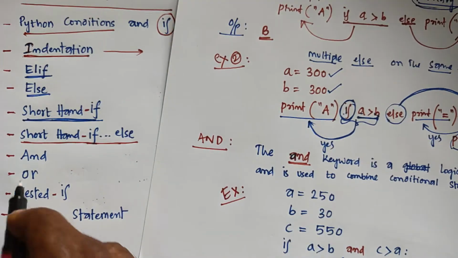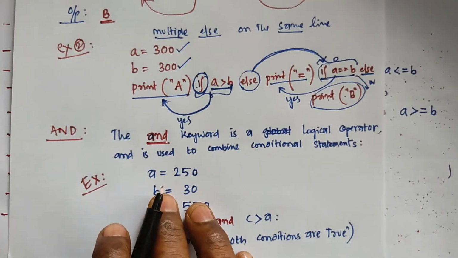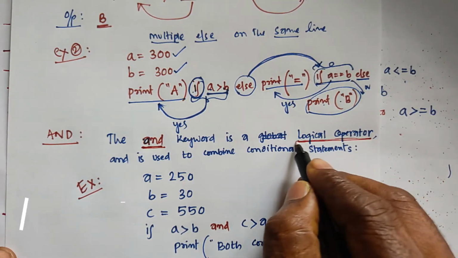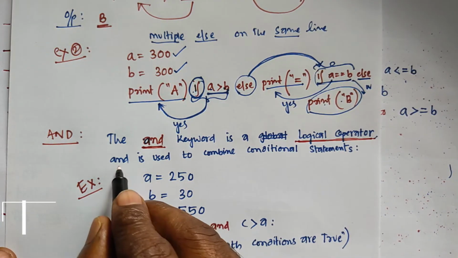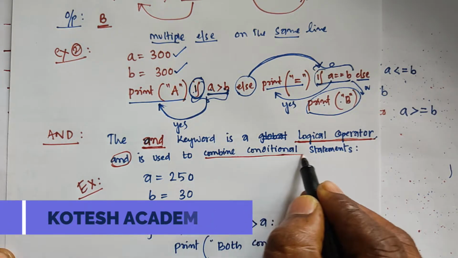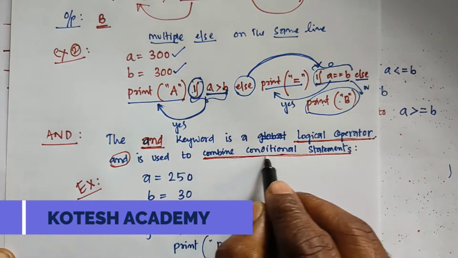Next instruction is that AND instruction. So generally AND is a logical operator. It is a logical operator, and AND is used to combine conditional statements. You have two conditional statements.